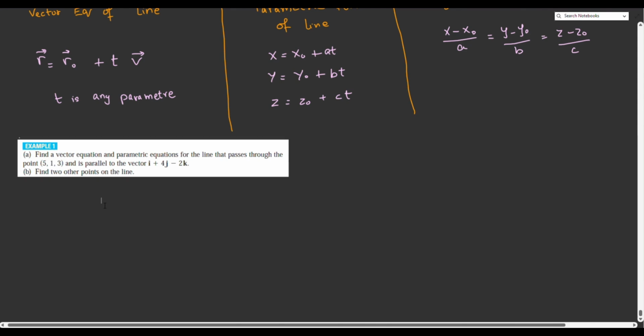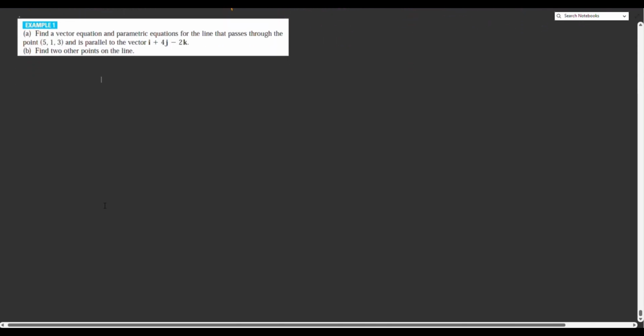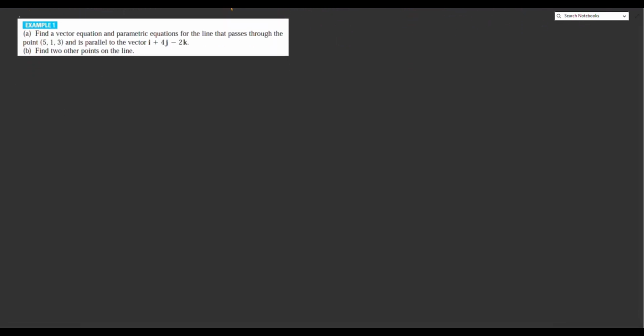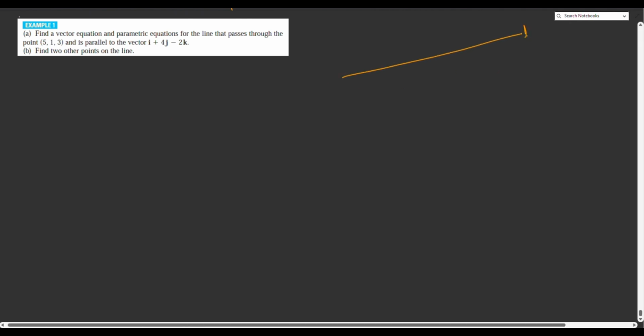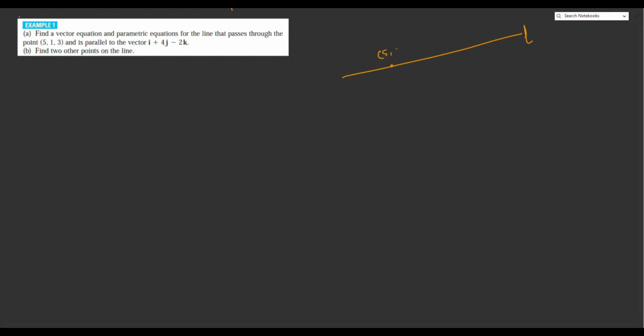So in this example number 1, what he is asking us is to find the vector equation and the parametric equation for the line that passes through the point (5, 1, 3) and is parallel to the vector i + 4j - 2k. You can think about this in the following way. Let's say this is our line, and it is passing through the point (5, 1, 3), and this line is parallel to this vector.